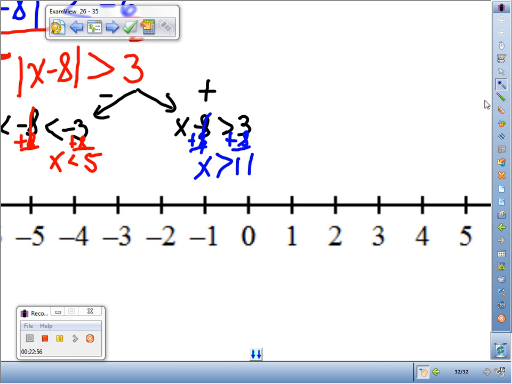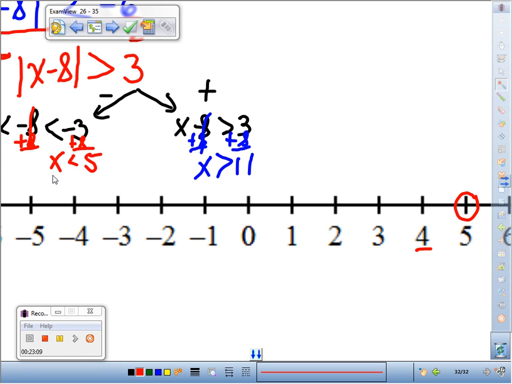I'm going to start with the red one. X is less than 5. Where's 5 at? Right here. Does it include the point? No, it's an open point. And let's read it. X is less than 5. So I'm going to substitute this value. Let's see. Is 4 less than 5? Yes. So that means this one's going in that direction.